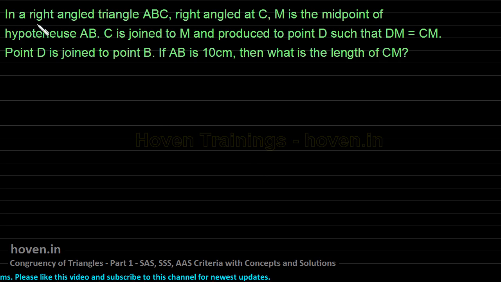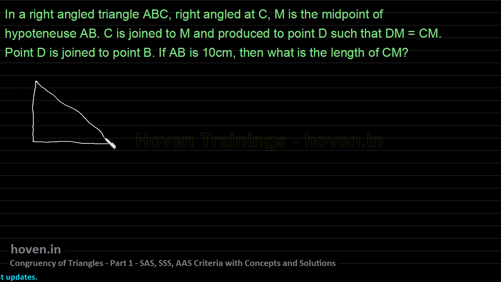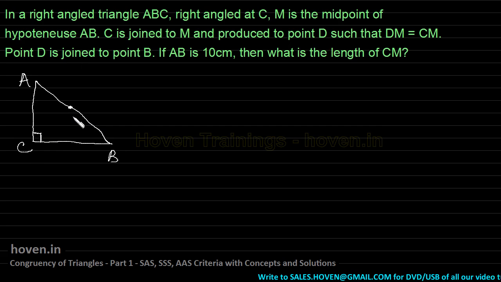In this question, in a right angled triangle ABC right angled at C, we can draw a right angled triangle first of all. This is A, this is C, and this is B, and this has been given to us as 90 degrees. M is the midpoint of hypotenuse. M is the midpoint. So we can straightway mark a tick here. C is joined to M.